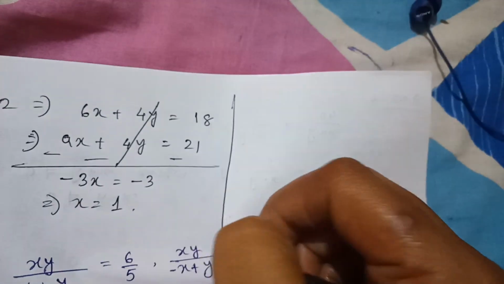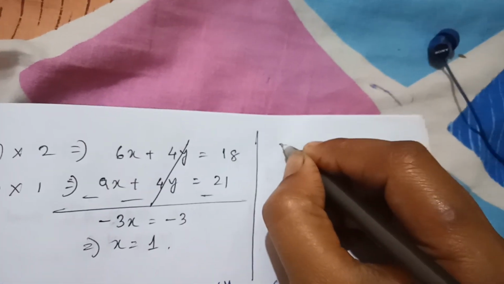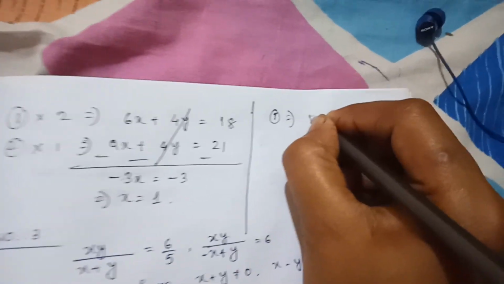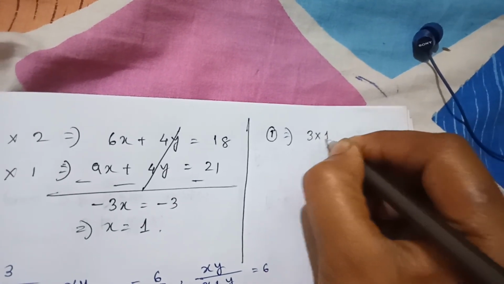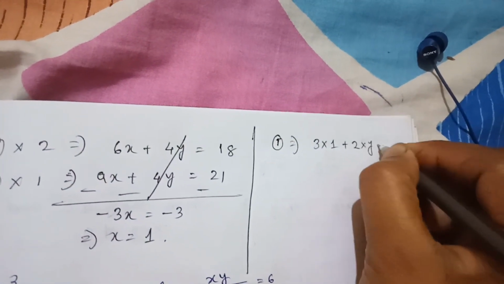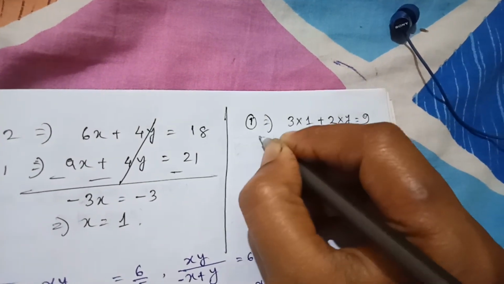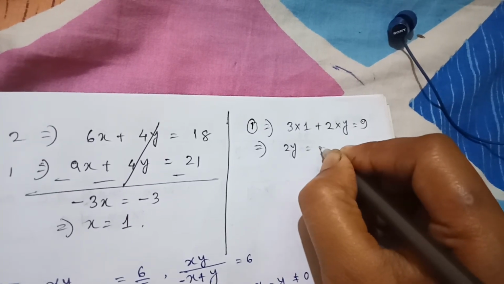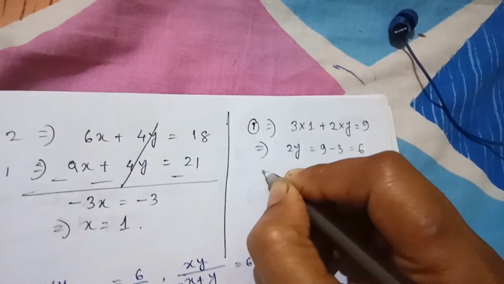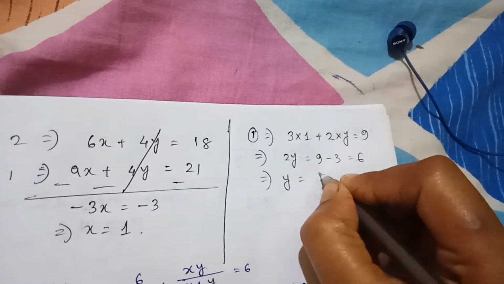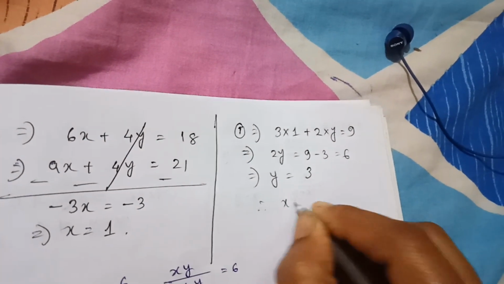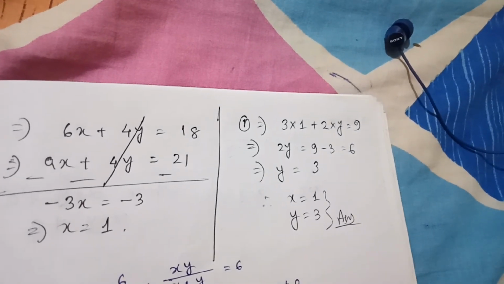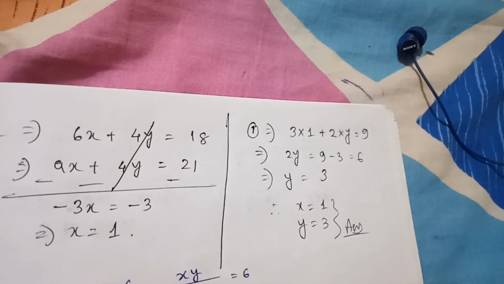Now we have got x equals 1. So from equation 1 we can write 3 into 1 plus 2 into y equals 9. That means 2y equals 9 minus 3 equals 6. So y equals 3. That means x equals 1 and y equals 3. These two are the answers for this question.